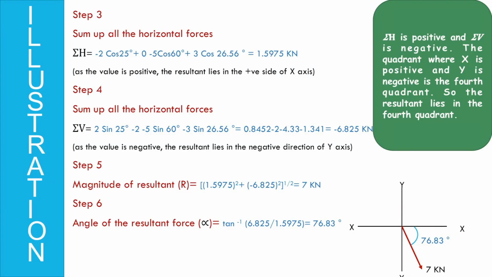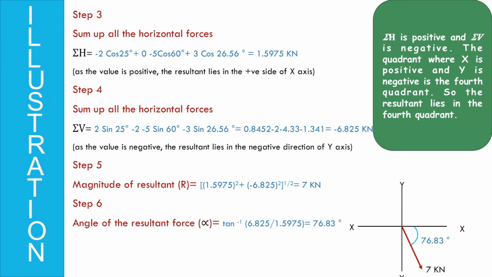Now, to find out the magnitude of the resultant, root of sigma h square plus sigma v square. So, the values that I have got, 1.5975 the whole square plus minus 6.825 the whole square, the minus will go off when we square it. Then we find out the square root of it, we get the answer as 7 kilonewton. So, 7 kilonewton is the net effect of all the 4 forces acting on the body, which is going to act along the fourth quadrant.